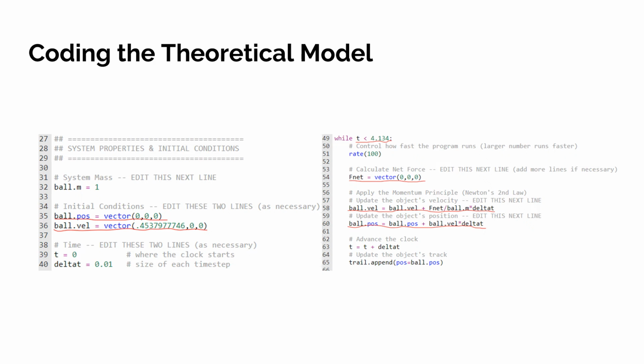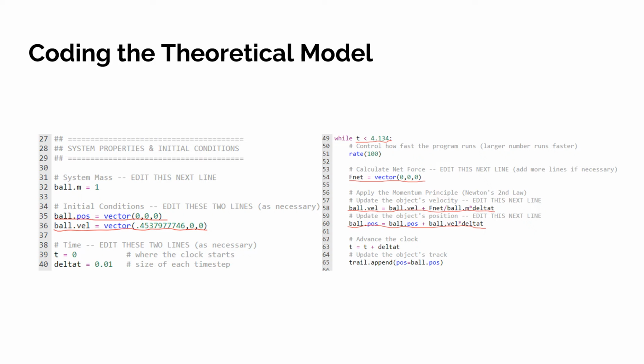To create the theoretical model, I used the starter code provided to us and edited the initial velocity vector to match the experimental observed average velocity, which we just calculated. I didn't adjust the position vector because we are naming its starting point as the origin. I also had to set the time to 4.134 seconds since this was how long the sled was in motion. I didn't adjust the net force vector because we are assuming that the track is frictionless and there are no outside forces acting on the sled.